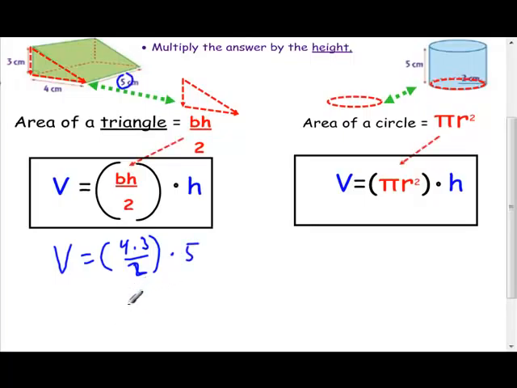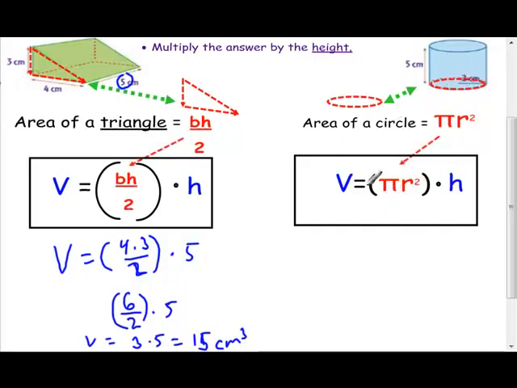And so we simply solve this problem. Let's do what's in here first, where we have 4 times 3. 4 times 3 equals 12, divided by 2 times 5. And then 12 divided by 2 equals 6, times 5. 6 times 5 equals 30. So our volume equals 30 centimeters. And remember, it is cubed because it is in three dimensions.